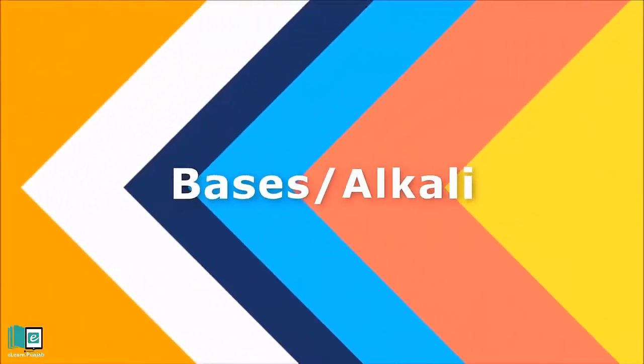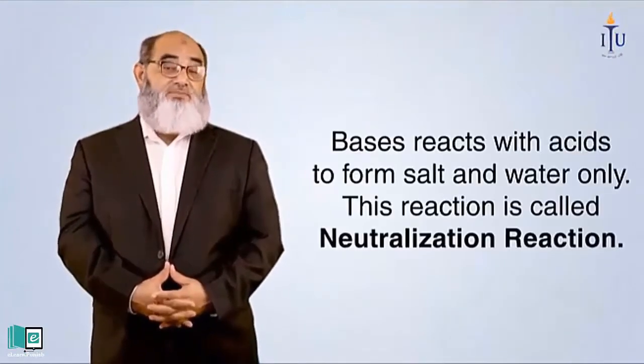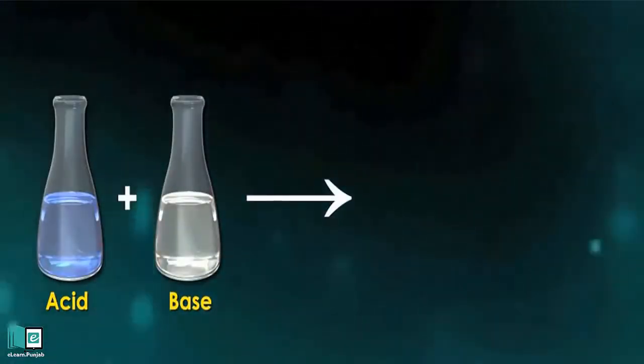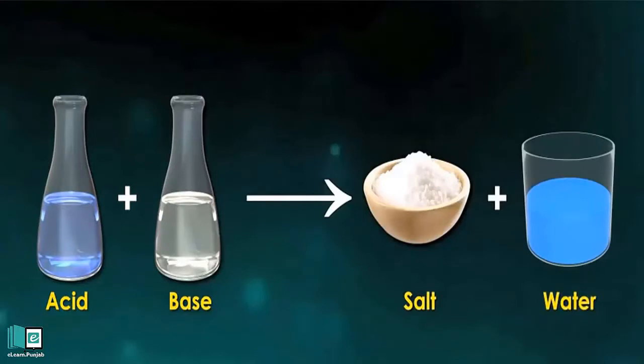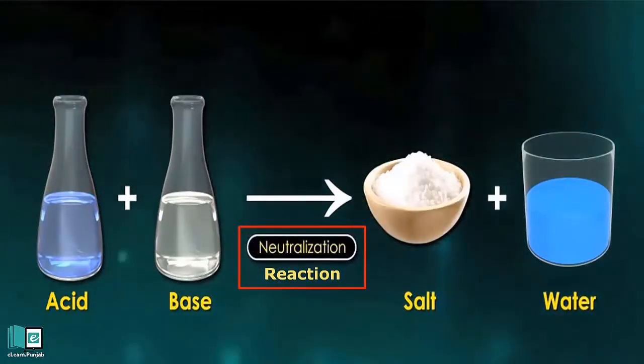Base alkalis, Part 2. What is the fourth property of base? I would ask you a question: base reacts with acid to produce salt and water only, and this reaction is called neutralization reaction. Where did we read about neutralization reaction previously?